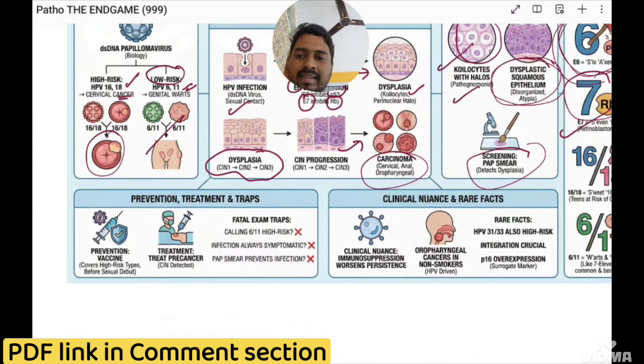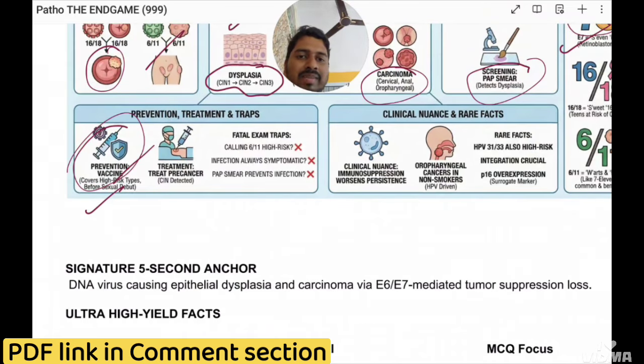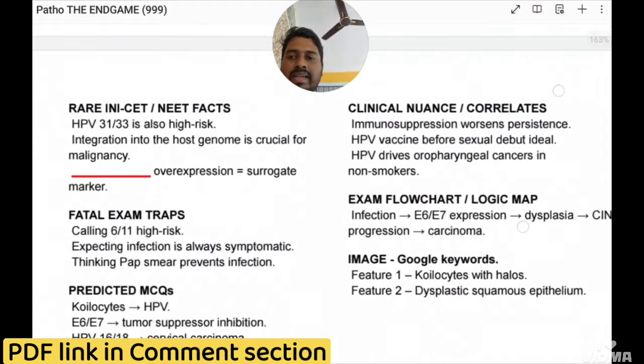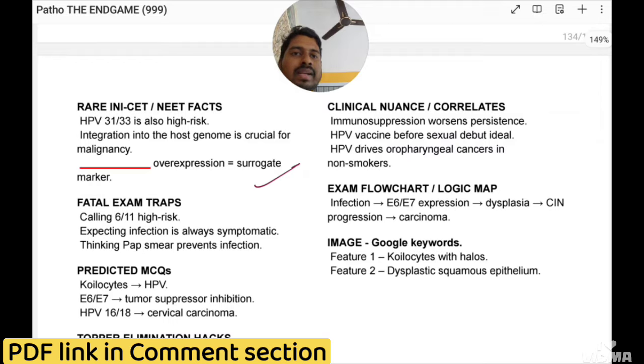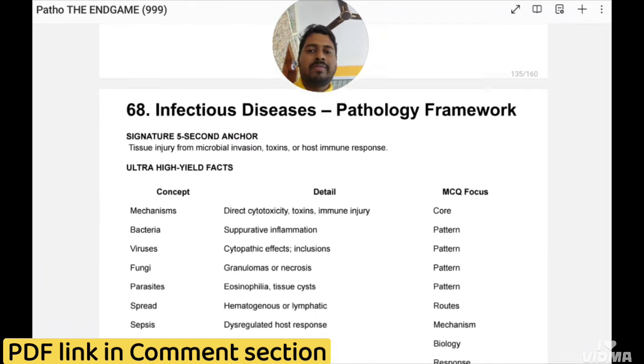Other things I think are already answered. Vaccination is very useful. We have different types of vaccines which are available now, which we'll be seeing in PSM. So low risk are HPV 6 and 11. High risk are 16 and 18. E6 inhibits P53. E7 inhibits RB. And what overexpression is a surrogate marker? P16. We had discussed this also, I think, in our prior module. So all these are just a sort of revision for you.